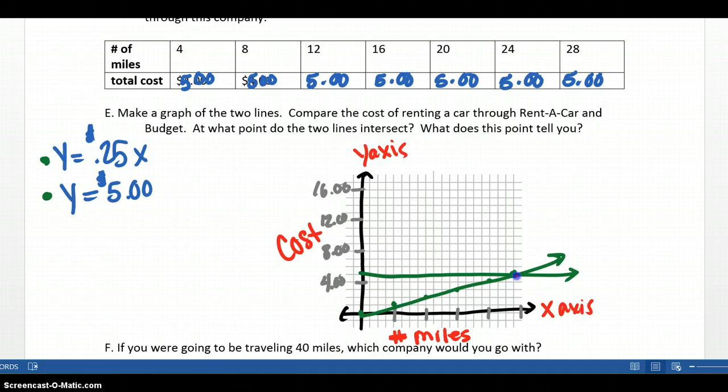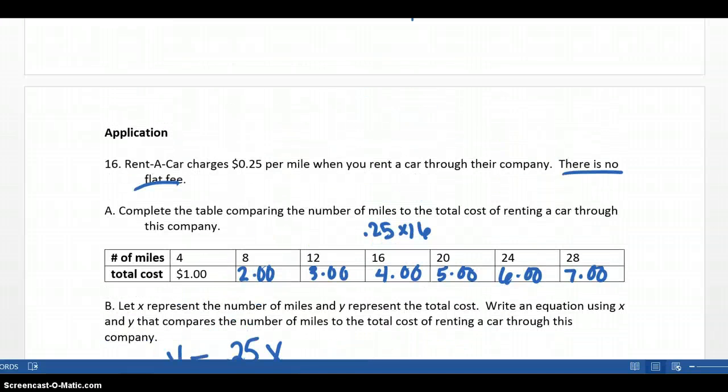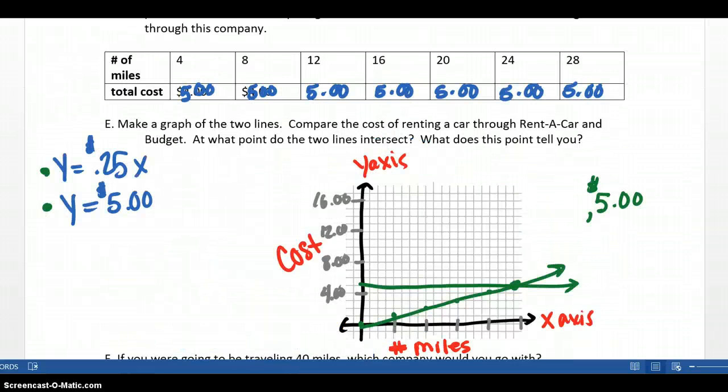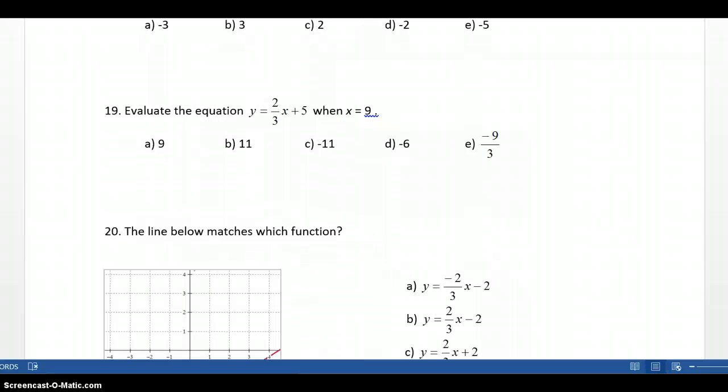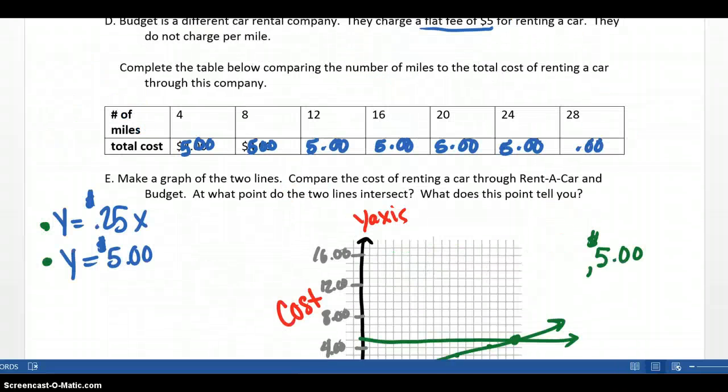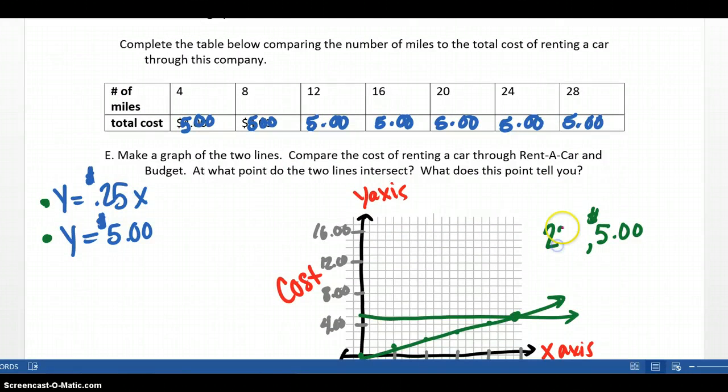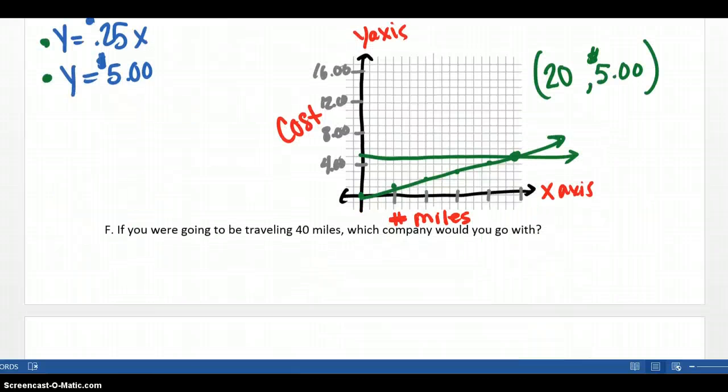So our point of intersection will tell us that they cost the same at $5, and that is after 16 miles. Now let's go back and check just to make sure. Sorry, at 20 miles. So again, this point tells us that at 20 miles, both companies will cost the same price.